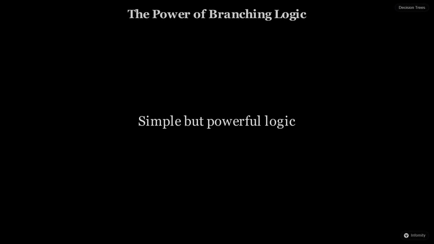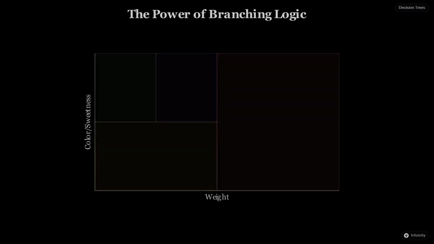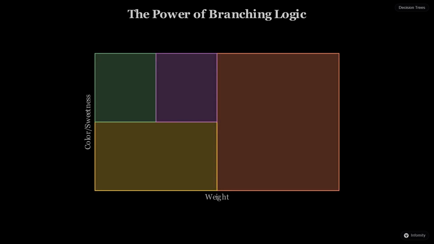Decision trees turn complex data into a simple game of strategy. By recursively splitting the world into smaller, purer groups, they provide a transparent and powerful way to make predictions.